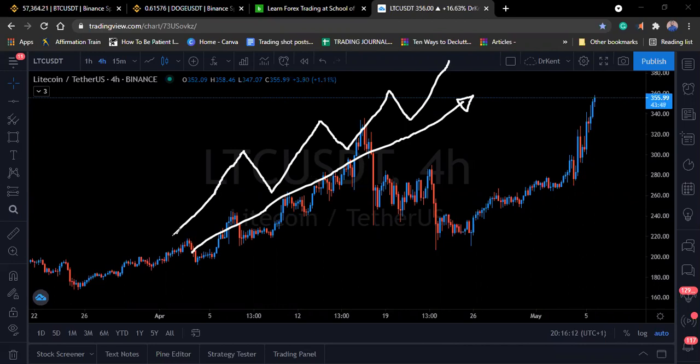But then the stronger movement, it goes up, let's say it goes up for 3 days, comes down for 1 day, goes up for another 3 days. So you have your uptrend maintained. This is referred to as an uptrend.